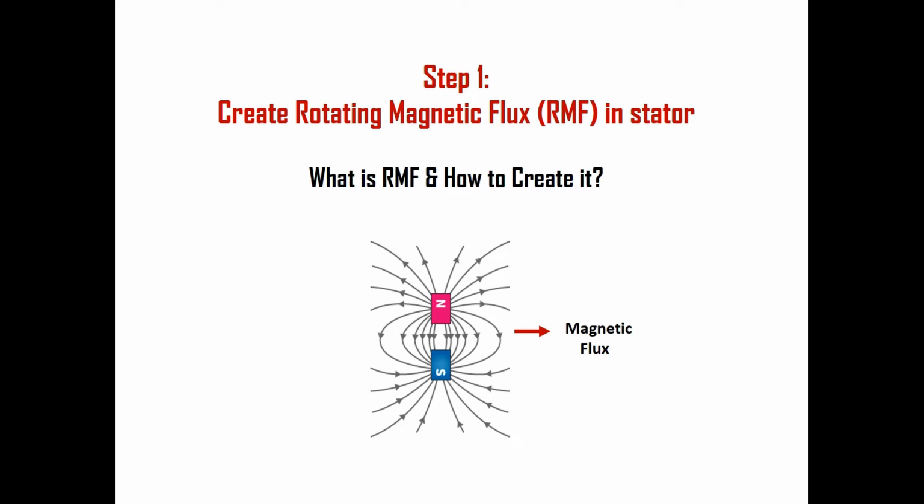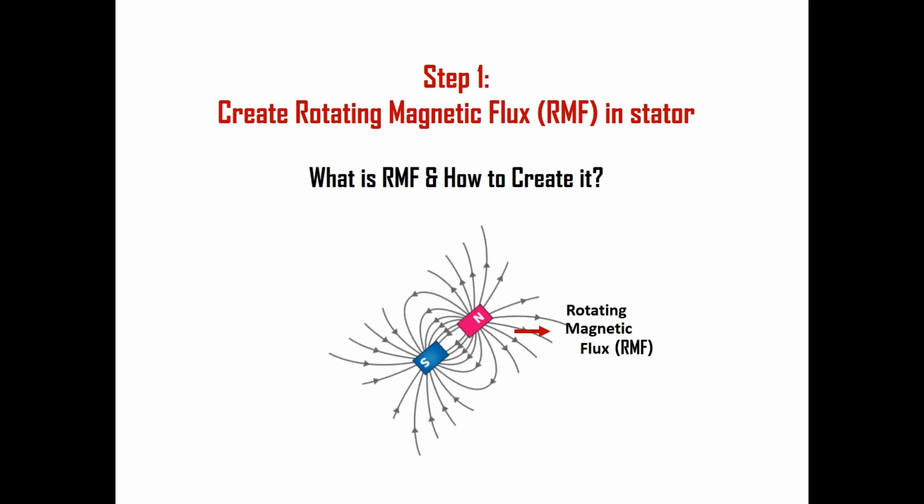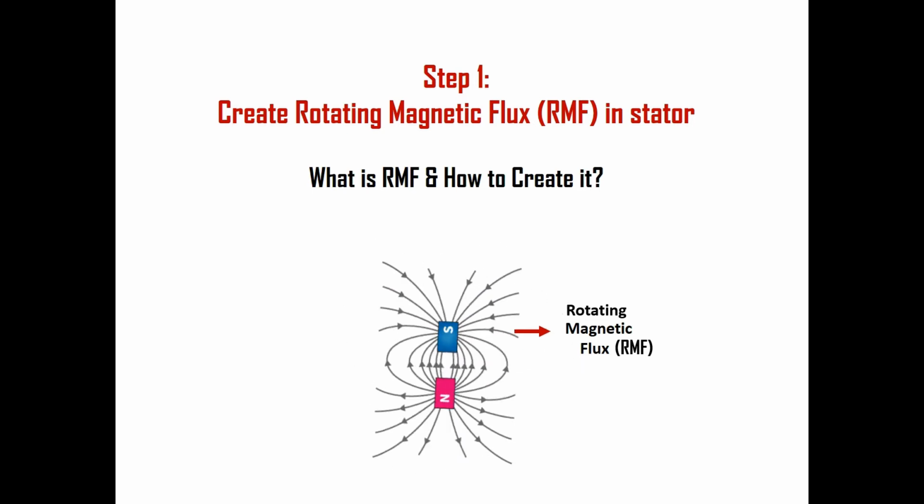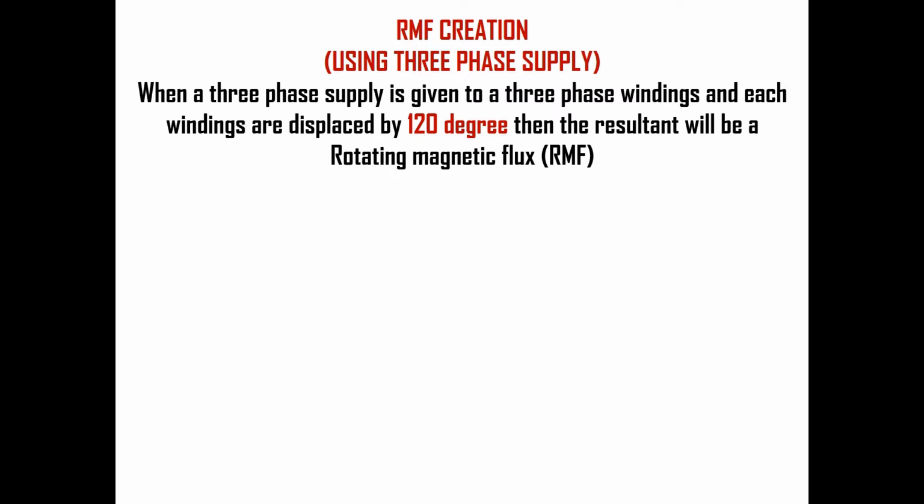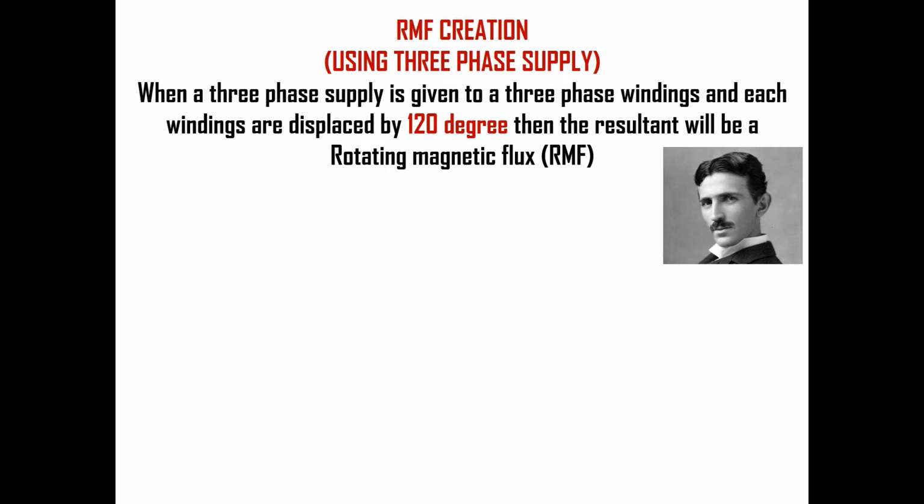If you take the north pole and south pole of magnets, they will be attracted. In between the north pole and south pole, there will be magnetic flux. If you rotate the magnets, then rotating magnetic flux, RMF, is created. Instead of giving mechanical rotation, it is possible to create RMF by using three-phase electrical supply. That is, when a three-phase supply is given to three-phase windings, and each winding is displaced by 120 degrees, then the resultant will be the same rotating magnetic flux, RMF. This was invented by Nikola Tesla. This is the reason for the invention of induction motor too.